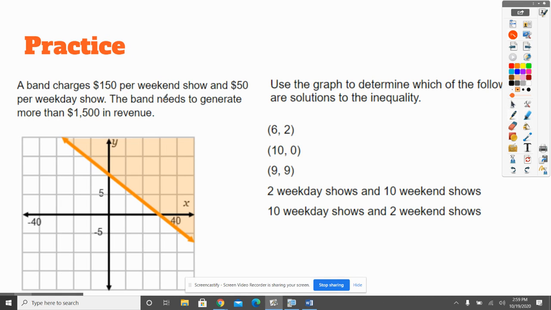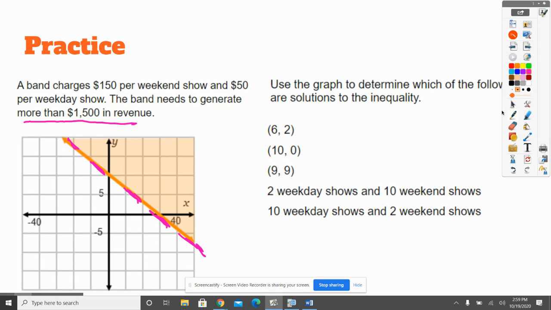A band charges $150 per weekend show and $50 per weekday show. The band needs to generate more than $1,500 revenue. More of the same example. Here's the graph. It says they needed to gross more than 1,500, so the graph is bad. It should have been a dotted line, and they did not do a dotted line, but they should have. Otherwise, it would have said at least.